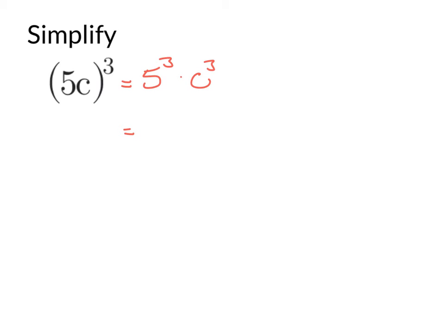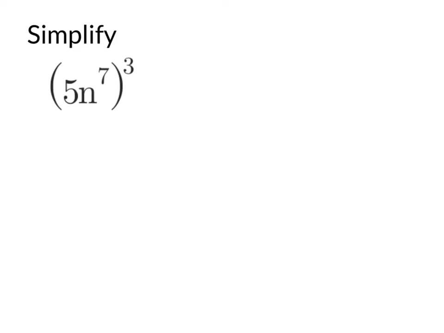Then 5 times 5 times 5 is 125 c to the 3rd. And that's how we can simplify that expression. One that's very similar, a little bit more complicated, 5n to the 7th to the 3rd, but we're multiplying 5 times n to the 7th. So that means 5 can be raised to the 3rd power, and n to the 7th can be raised to the 3rd power. 5 to the 3rd, we just saw, is 125.